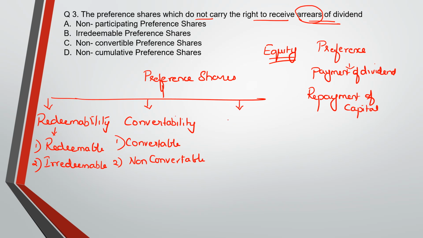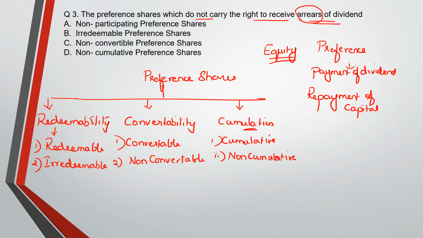The next we have is on the basis of cumulation. You have cumulative and non-cumulative. Cumulation here means accumulation. So, what are they going to accumulate?